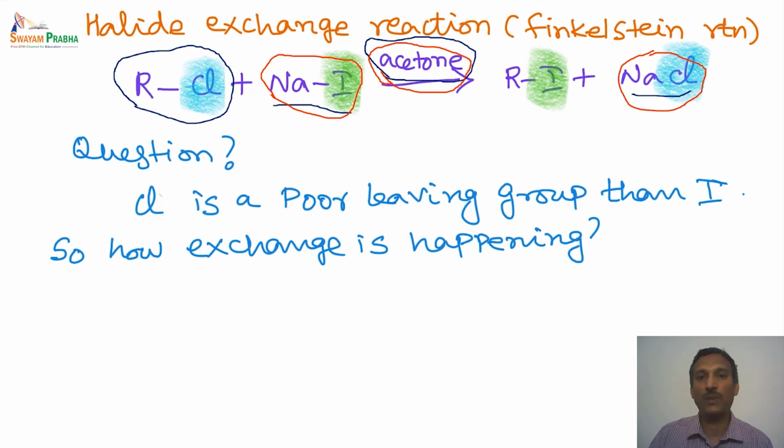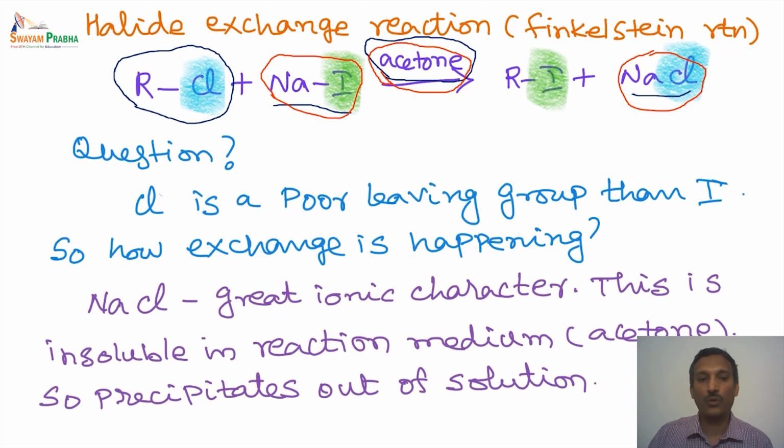So let us look at what is that specific property. So sodium chloride is basically having a great ionic character. This is the crucial thing for this particular reaction to proceed forward. So this is highly insoluble in the solvent which we are using. So even if we mix these two things, the starting materials, alkyl chloride and sodium iodide, in acetone, even if the reaction proceeds only 5%, what happens is one of the products, which is sodium chloride, actually precipitates out or comes out of the solution. So making this reaction push forward towards the product.